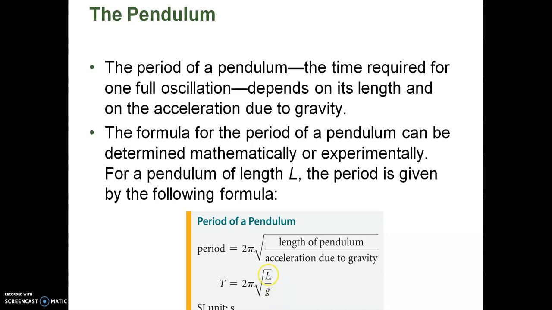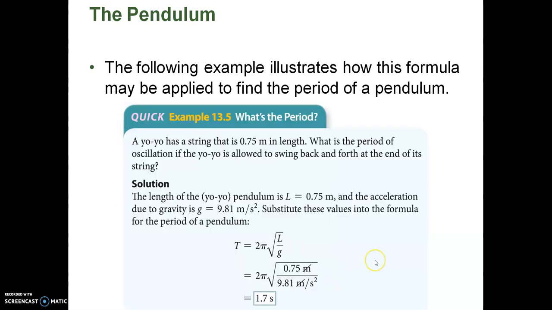Notice, by the way, length has to be in meters, and g, of course, in meters per second squared. And if you plug in, play around, it works out to exactly a unit of seconds, which gives you the correct unit for period. So the problems here are really easy. They give you a pendulum length of 0.75 meters. We know gravity. You don't have to be told that. So plug them in. Square root times 2 pi, you get 1.7 seconds as the period of that pendulum. So to swing there and back again, it's going to take 1.7 seconds. Easy, right?